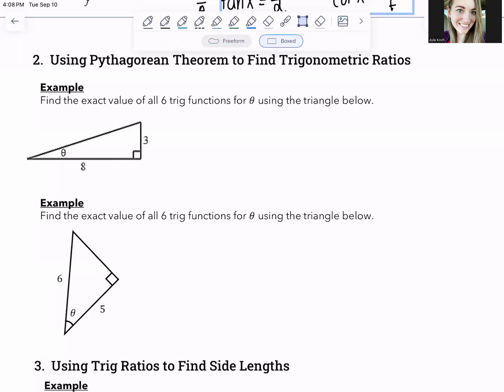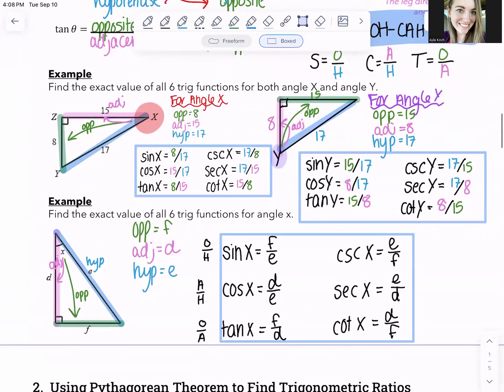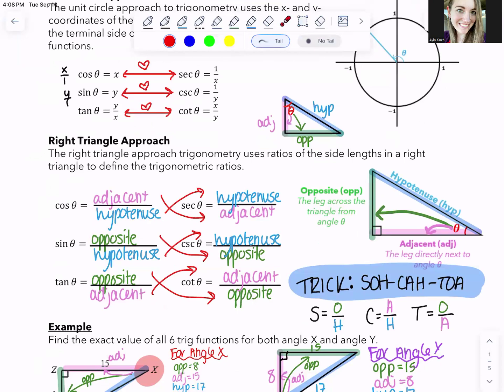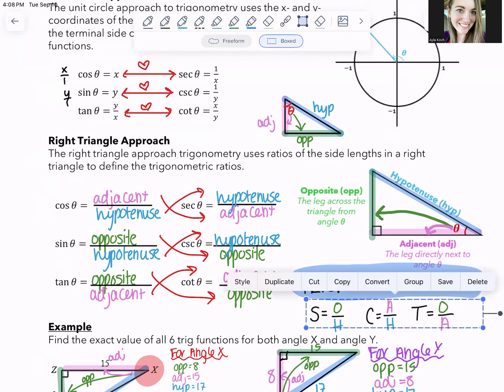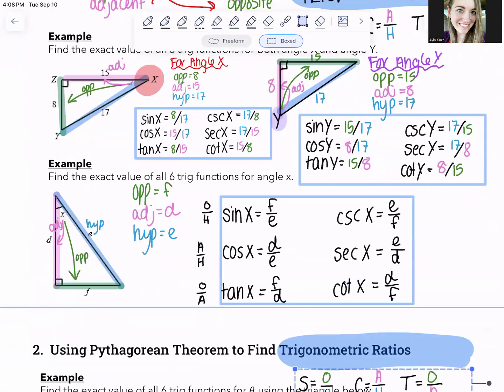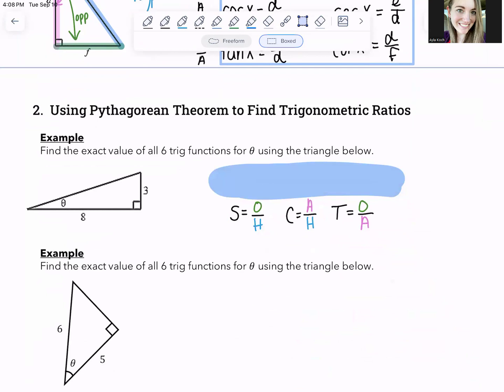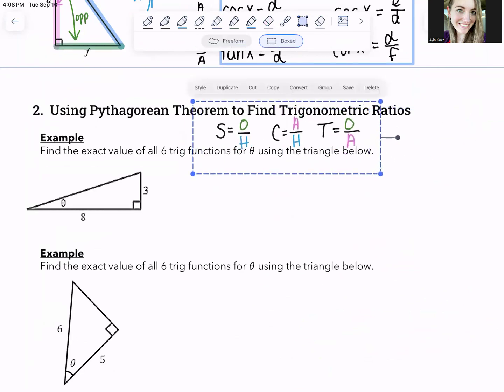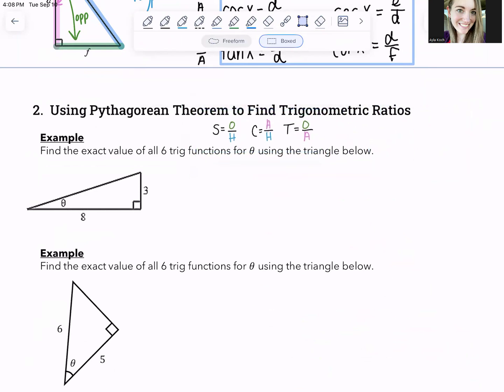Using the Pythagorean theorem to find trigonometric ratios. All right, in a previous section, we talked about defining the trig ratios using a triangle and their side lengths. We talked about SOH CAH TOA being how we defined the side lengths. So sometimes we have to do a little extra step here.